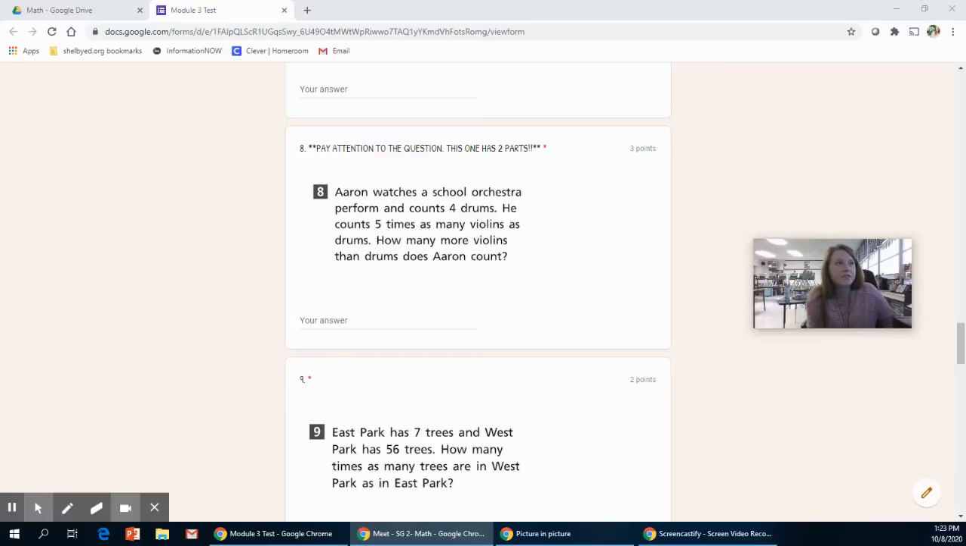Once you found the difference, type in that number and your unit, which is violins. You're just going to write how many more violins. So you have to find the difference, and that'll be your final answer.